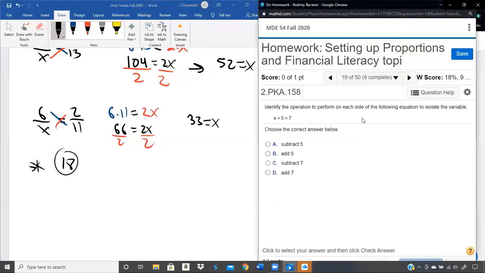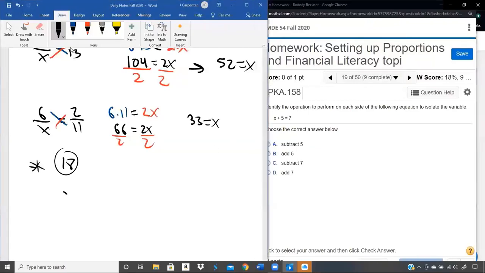All right. Identify the operation to perform on each side of the following equation to isolate the variable. x plus 5 equals 7. So this is what I was talking about a couple minutes ago. When we saw 2 times x in the proportions, the opposite of multiplication is division, which is why I chose to divide by 2 on both sides. Same with the previous example, just coincidental numbers.